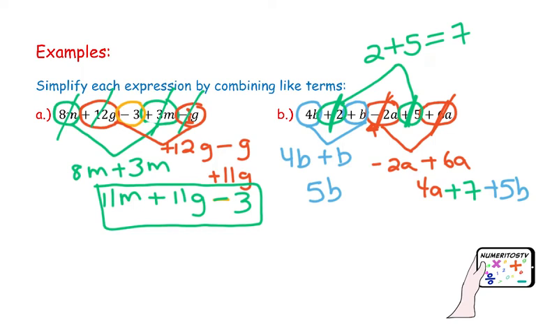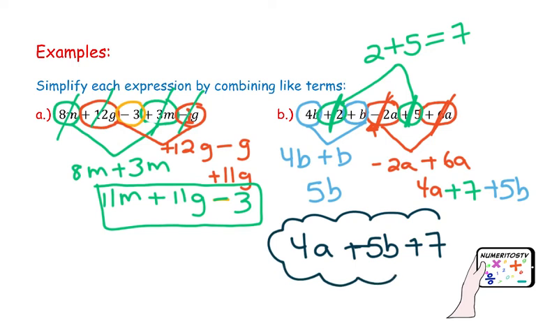If you want to write this in a better way, remember that variables should go in alphabetical order, so you can just do the rearrangement. So the final answer could be 4a plus 5b plus 7. You don't need to do this, but this will be a better way in algebra to write your final answer.